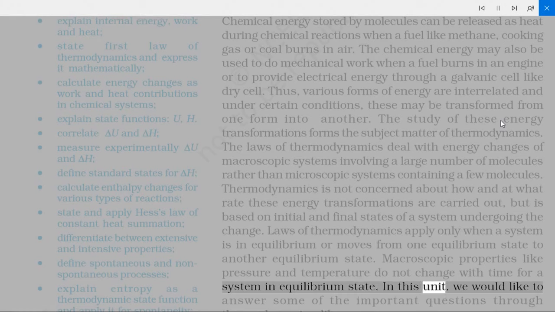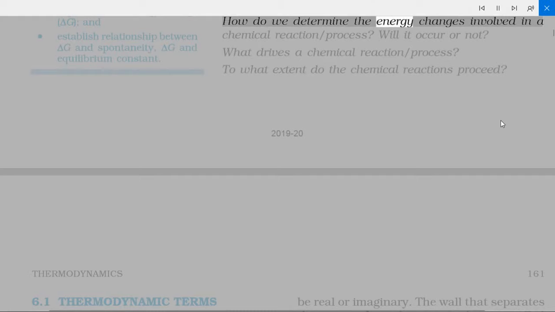In this unit, we would like to answer some of the important questions through thermodynamics, like: how do we determine the energy changes involved in a chemical reaction process? Will it occur or not? What drives a chemical reaction process? To what extent do the chemical reactions proceed?